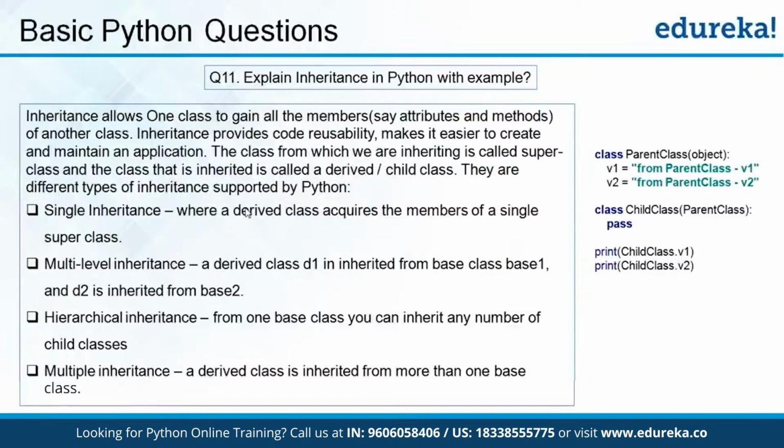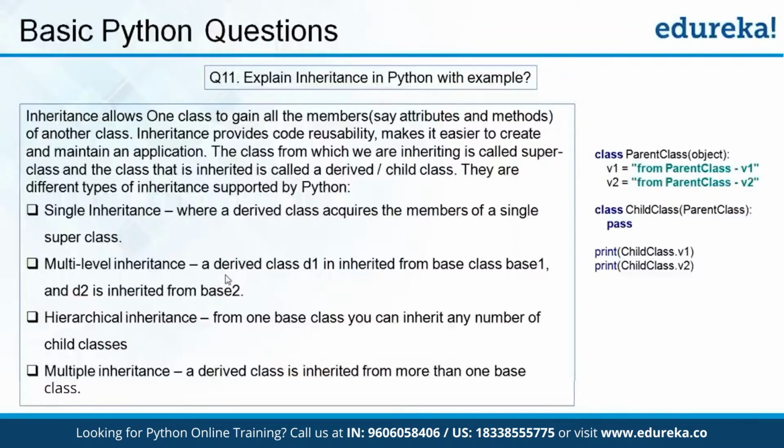What is inheritance in Python? Inheritance is basically gaining the attributes and methods from one class into another. So from the parent class to the child class, or from the base class to the subclass. Now, there are different types of inheritances: single, multi-level, hierarchical, and multiple. Typically the highly used ones are either single inheritance or multiple inheritance. Now, how does it actually function? Where a derived class acquires the members of a single superclass is known as single inheritance.